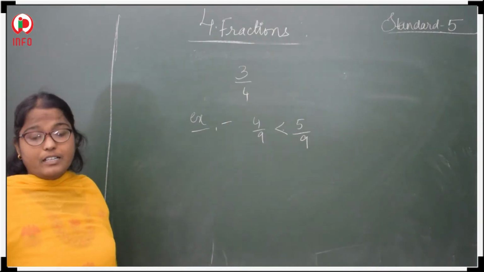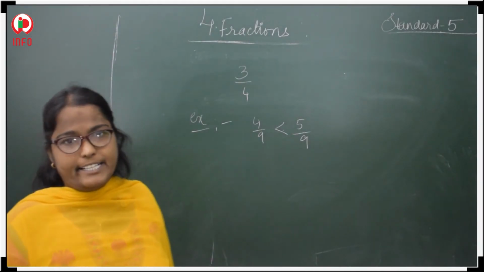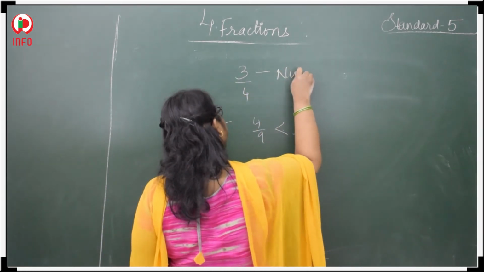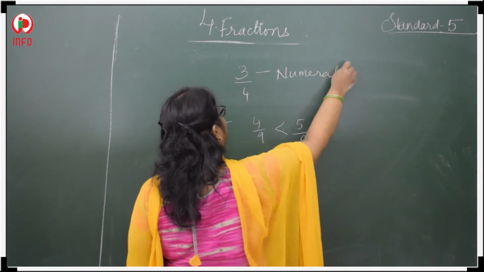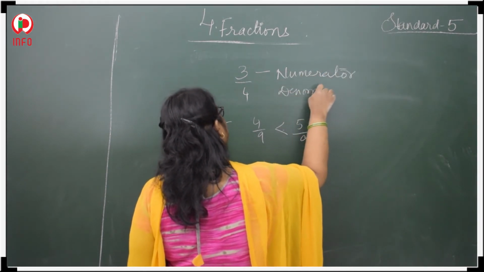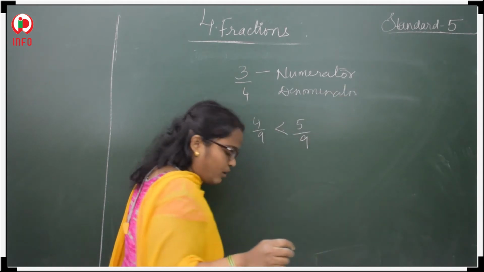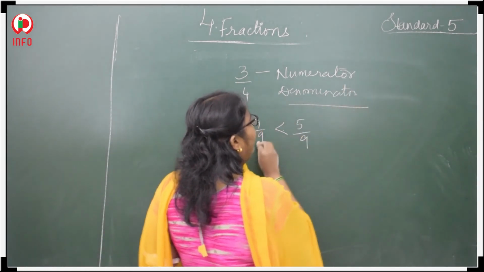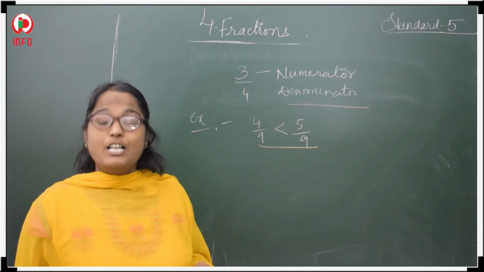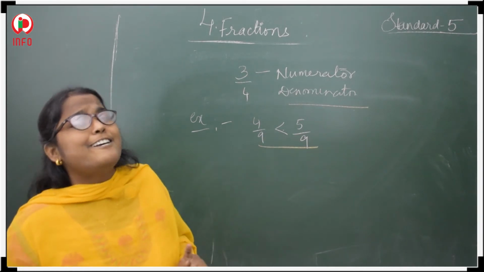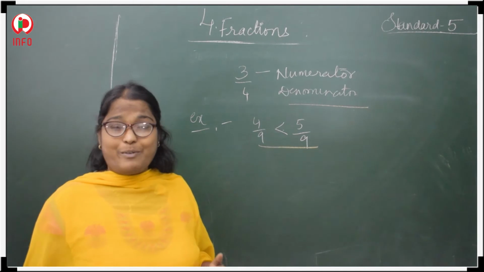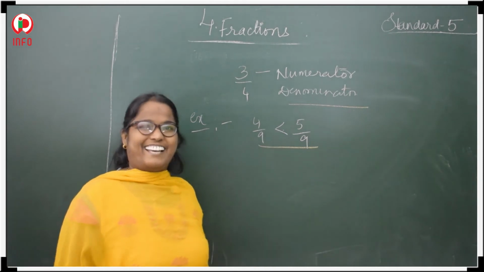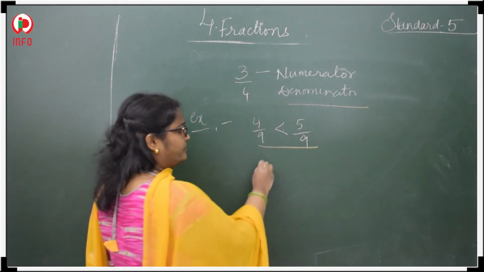So here we have the concept called the same denominator method, where this we call the numerator, and this we call, what do we call it, children? We call it the denominator. So here we have the same denominators. Yes. If you have the same denominators, it is easier for us to check whether it is greater than or less than. So if it is the same denominator, what did I keep it as? Less than.